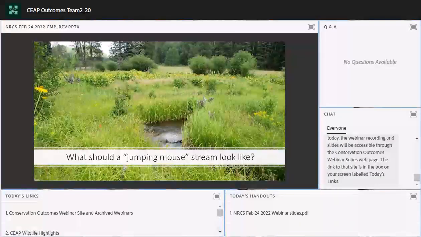I'm going to come back to this picture at the end of the talk, and I hope you'll be able to identify elements of the habitat and stream condition that support the jumping mouse at that time.